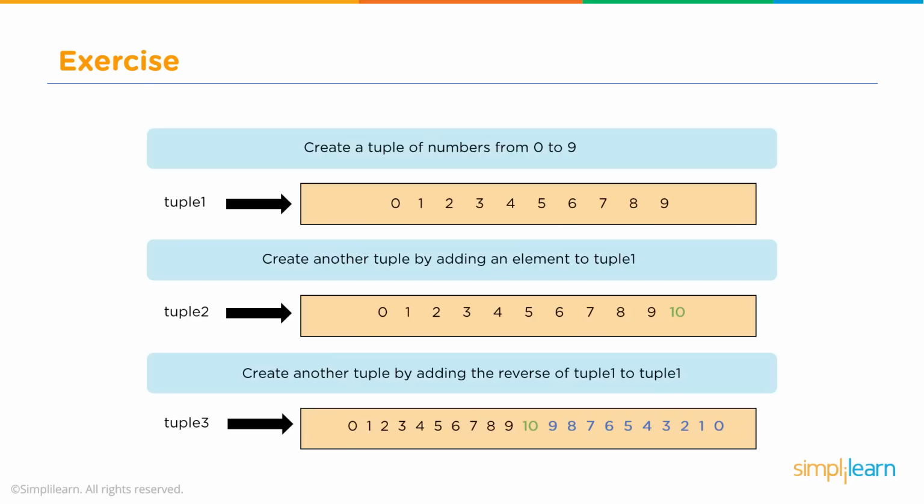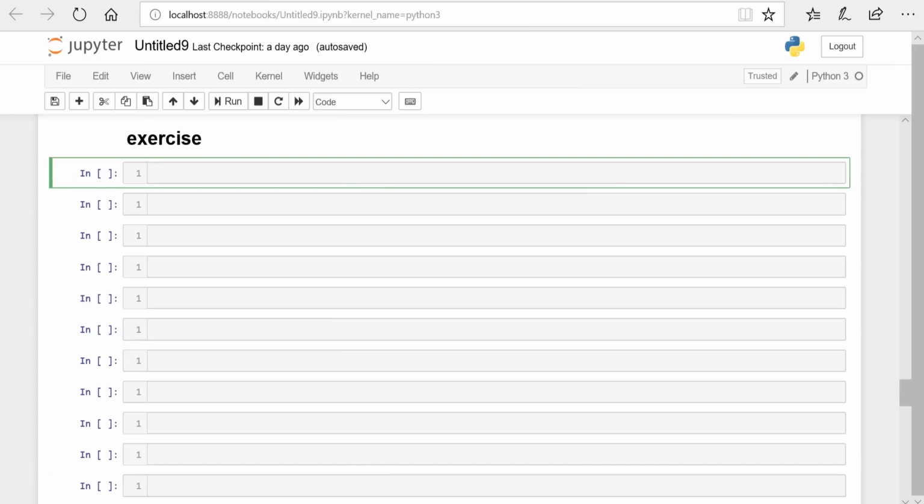Then we'll create a tuple by adding the reverse of tuple 1 to this tuple. So first we have tuple 1 which has all the elements, then tuple 2 which has all the elements of tuple 1 plus another number, and then we have tuple 3 where we have all the elements of tuple 2 plus the reverse of tuple 1. So let's move on back to the Jupyter notebook.